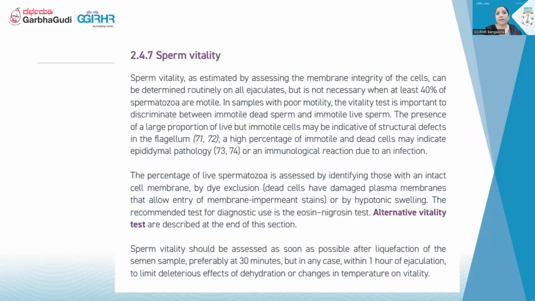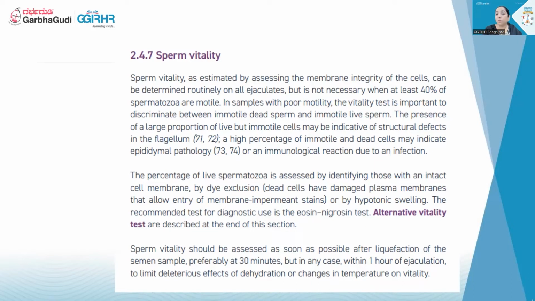Sperm vitality is estimated by assessing the membrane integrity. The dead sperms will not have membrane integrity, whereas the live sperms will. It is not necessarily done routinely, but when we are seeing more immotile sperms, this test is recommended. Also in cases of very poor motility, vitality is a very important test to distinguish between the dead sperm and the live sperm.